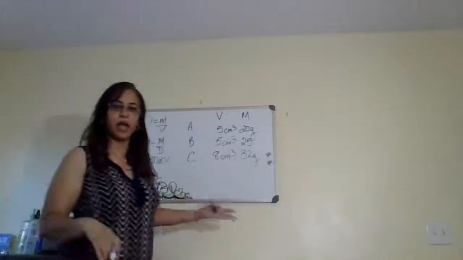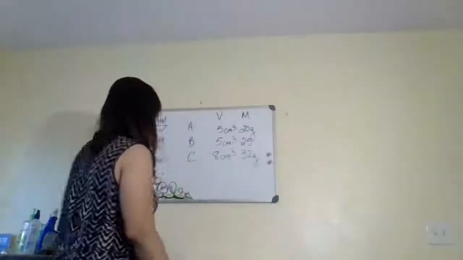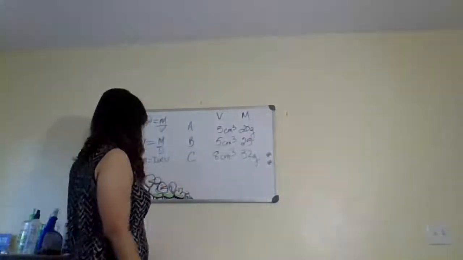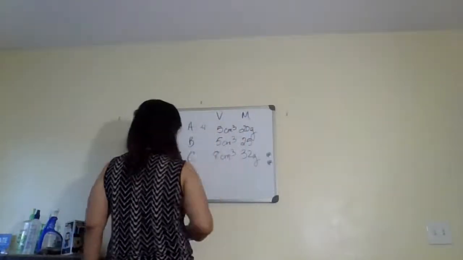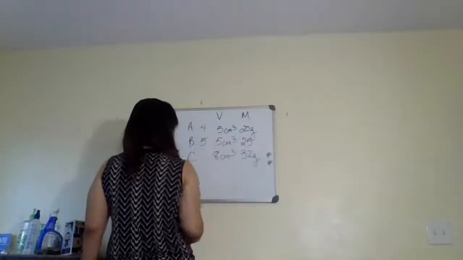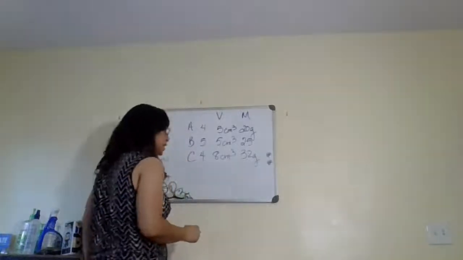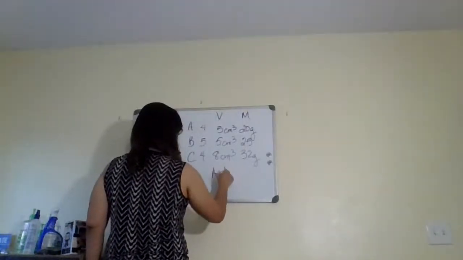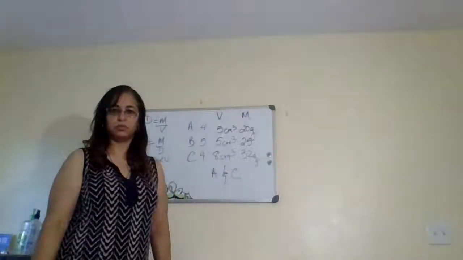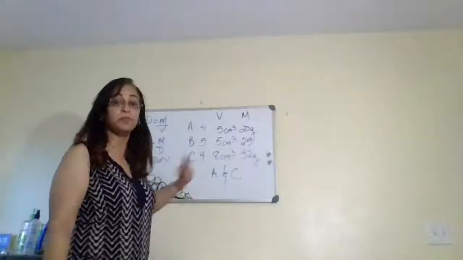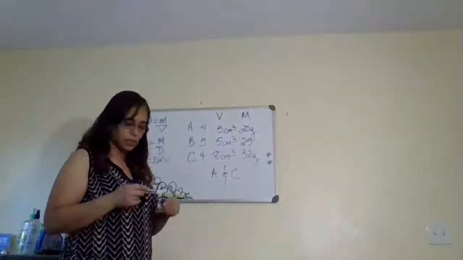So you want to figure out of these three, which two could be the same. Well, we're solving for density. Density is mass divided by volume. 20 divided by 5 is 4. 25 divided by 5 is 5. And 32 divided by 8 is 4. So the answer is blocks A and C could be the same substance based on this chart because they have the same density. Does that make sense?